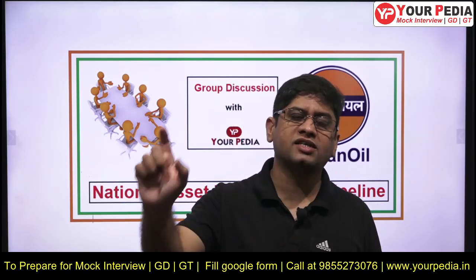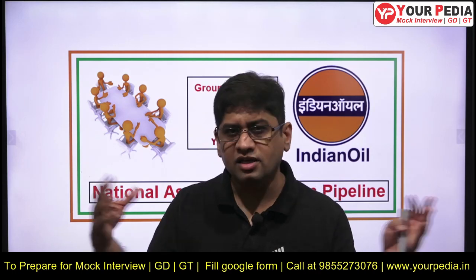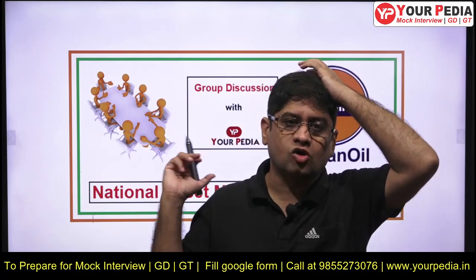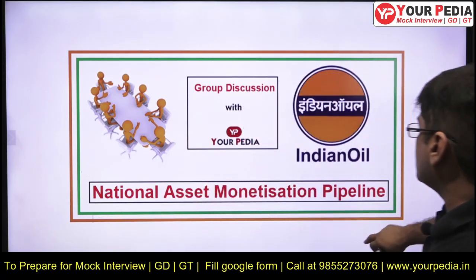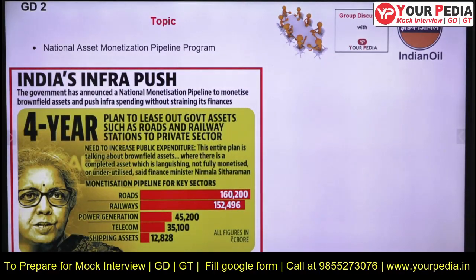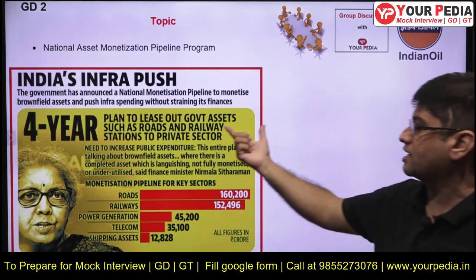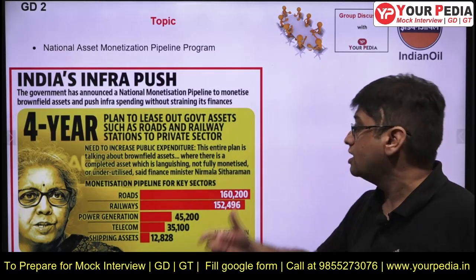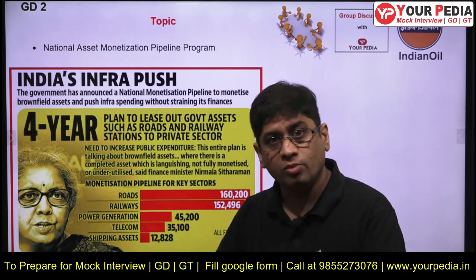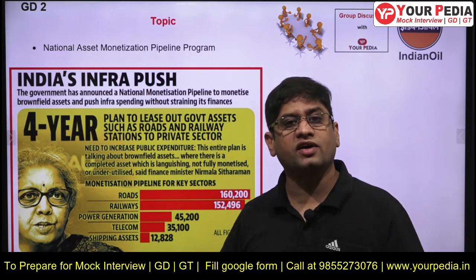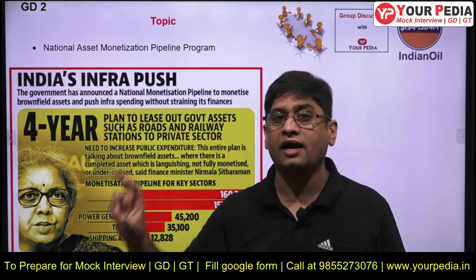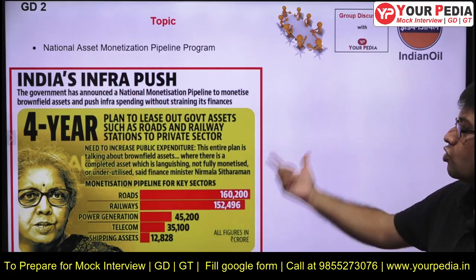Now, which type of asset the government is going to monetize, what is the target, whether it is good or bad, how it is going to help us, that is the topic which is called the National Asset Monetization Pipeline. This is the 4-year plan to lease out government assets such as roads, which are very important, railways, gas pipelines, the telecom sector, the aviation sector. I will give you the list of the assets, but the most important assets are roads and railways. The government will give its roads and railways.